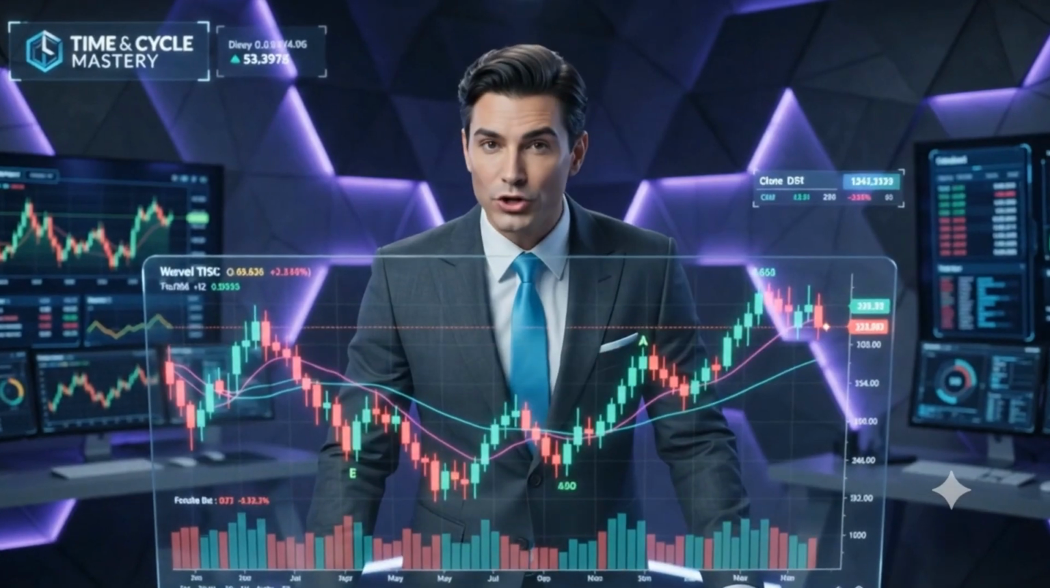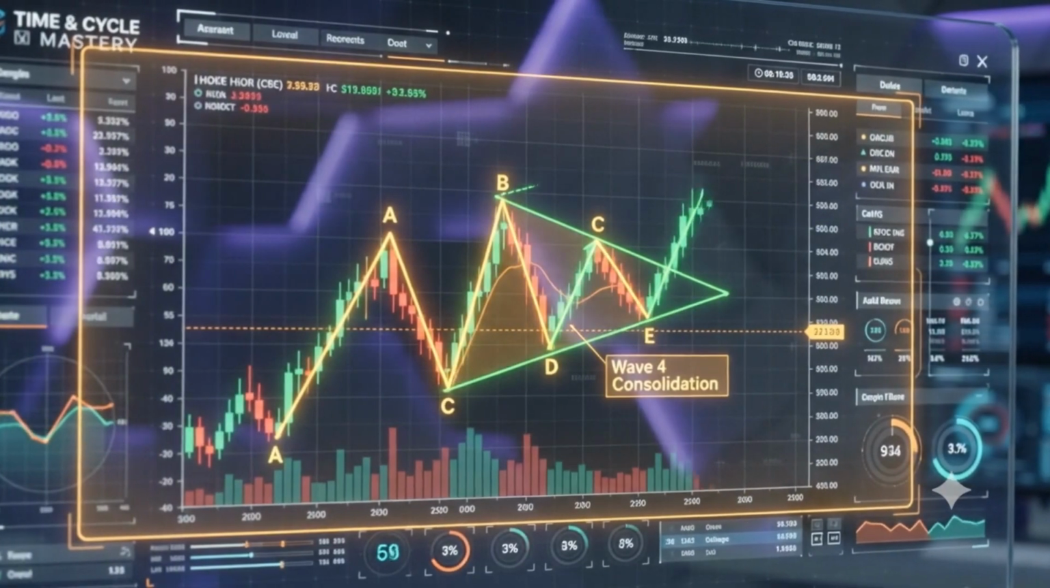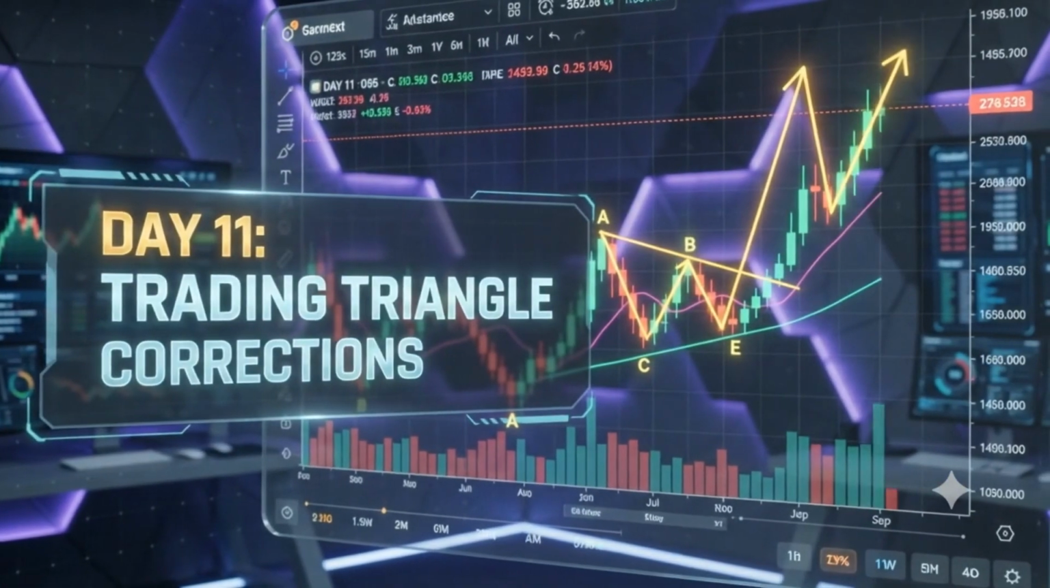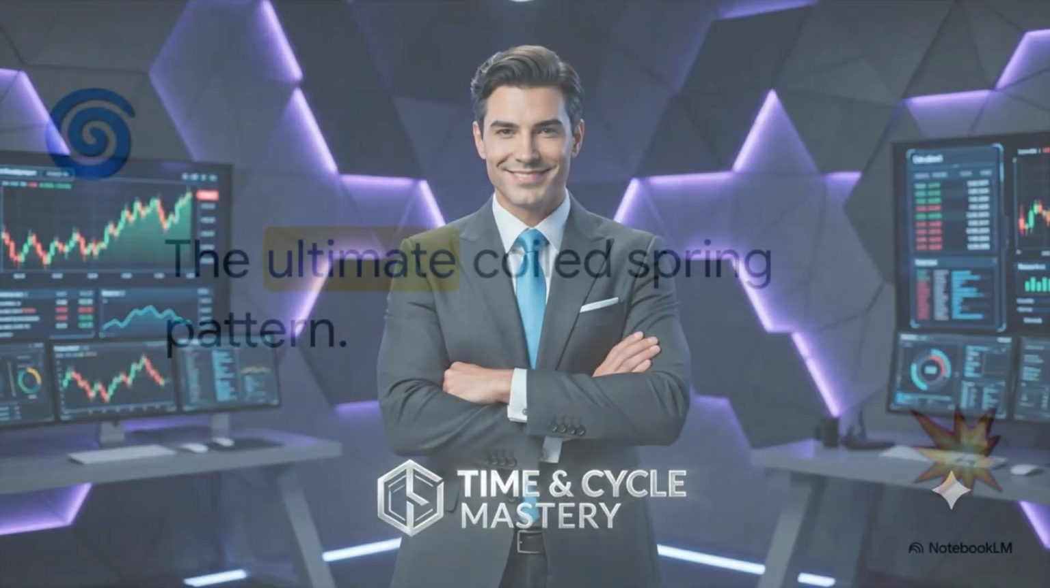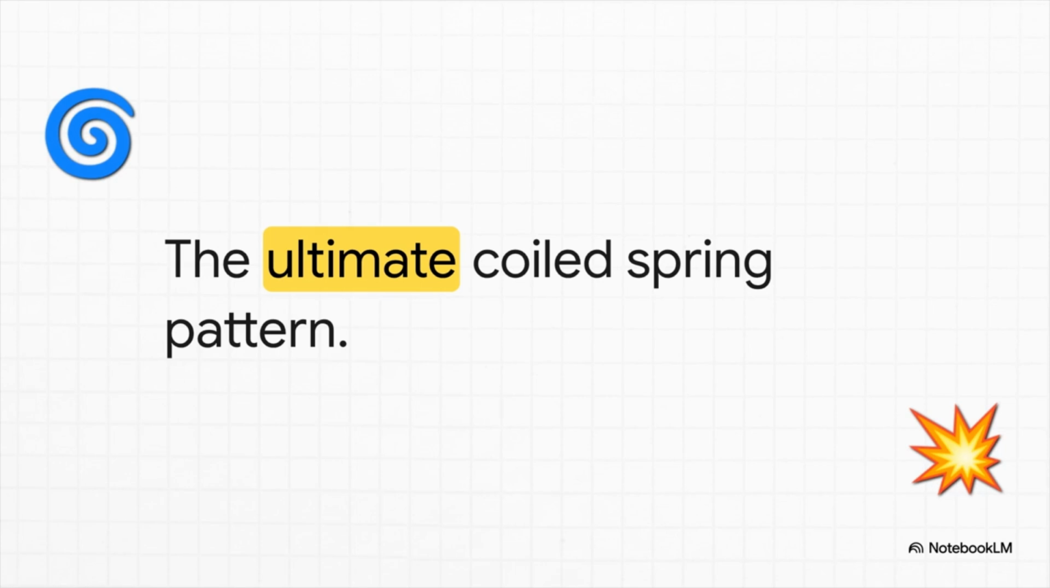The ultimate coiled spring pattern. Learn to spot triangle corrections and ride the explosive breakout. Master Day 11.